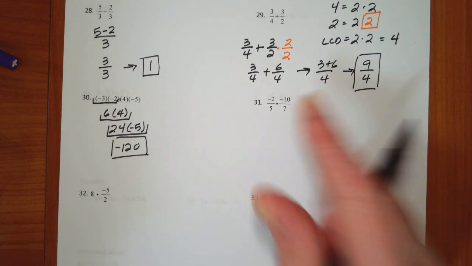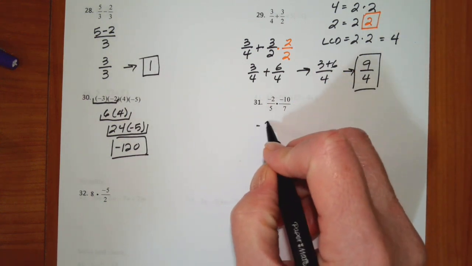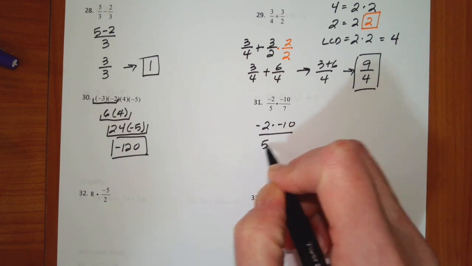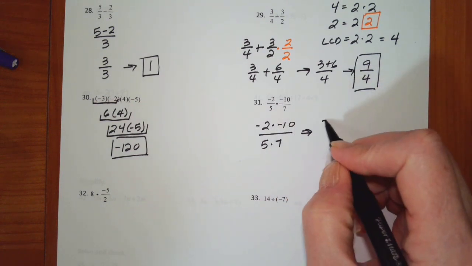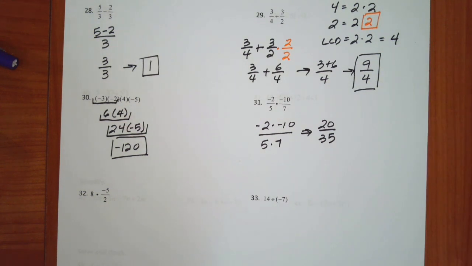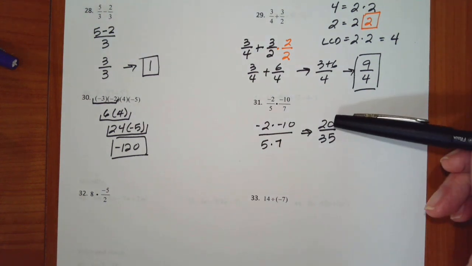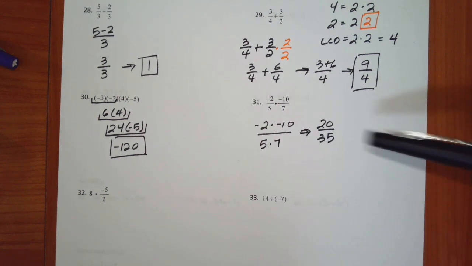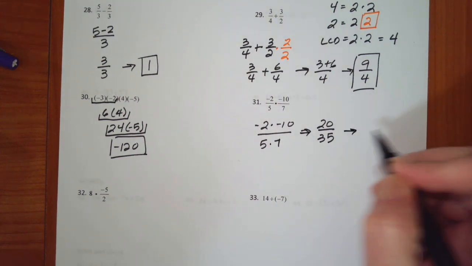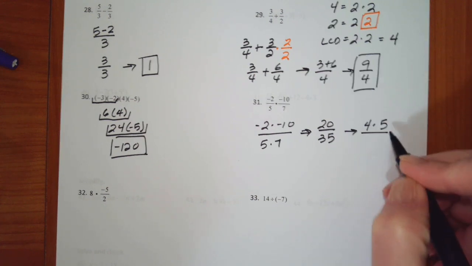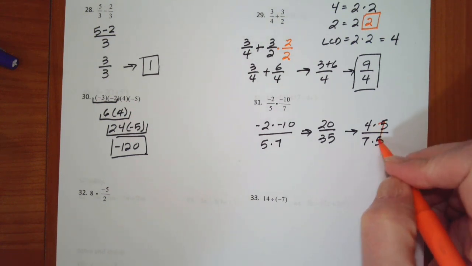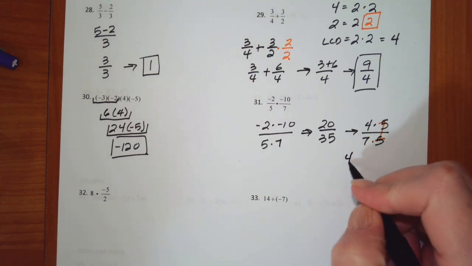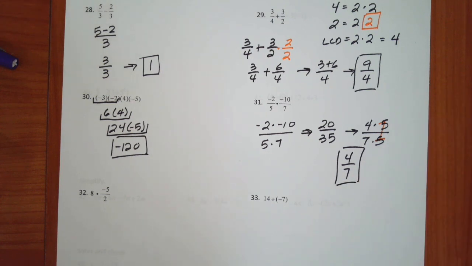If I am multiplying fractions, I know I multiply straight across, so this becomes negative 2 times negative 10 divided by 5 times 7. So that becomes negative times negative is 20 over 35. And now I want to see if I can simplify it. Well, I know since this ends in 0 and this ends in 5, both of them are divisible by 5. So from here I can write this as 4 times 5 divided by 7 times 5. Anything divided by itself becomes 1, so the simplified form of this is 4 over 7.